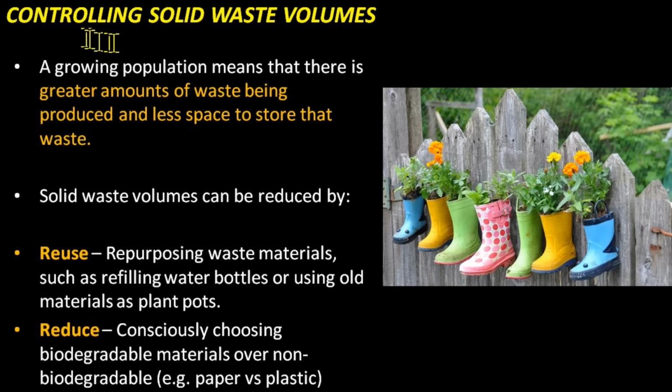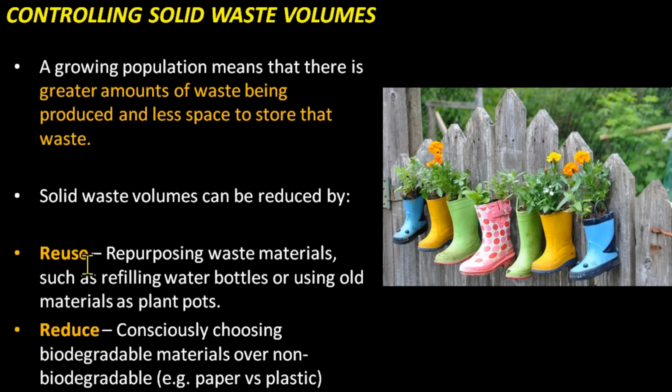Alright, so let's look at controlling solid waste volumes. Earth has a growing population, and a growing population means that there are greater amounts of waste being produced and less space to store that waste. So we need to be able to control how much waste we actually produce. We need to reduce the amount of solid waste that we have. So how can we do that? Well, we work with the 3 R's: reuse, reduce, and recycle.